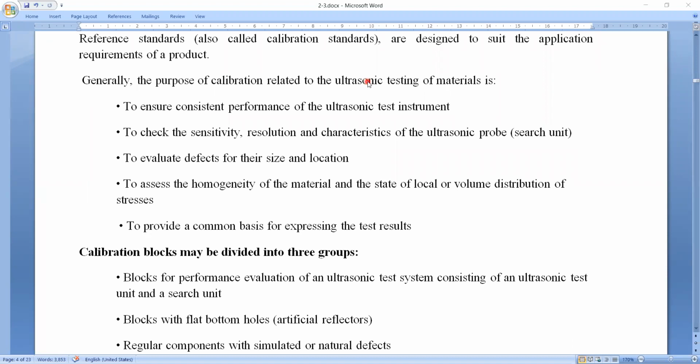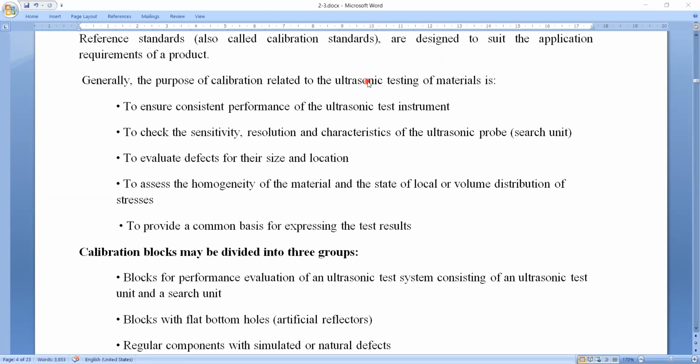The next purpose is to evaluate the defects for their size and location. When we get the defects, we only have information on the CRT screen in the form of an echo. Based on the echo amplitude, echo width, and echo characteristics, we can identify the defect or flaw inside the component. We can predict what kind of flaw we have inside the component with the help of that echo. How? By studying and comparing with the reference standards, we can easily analyze the flaw inside the components.